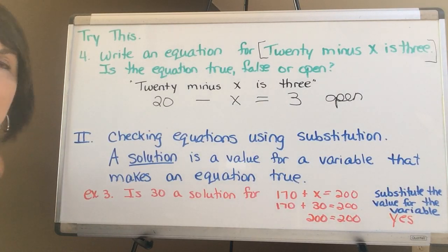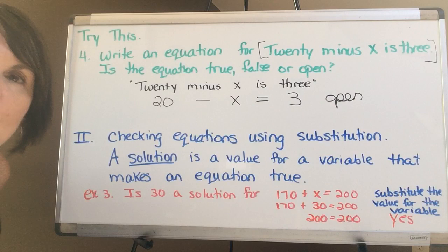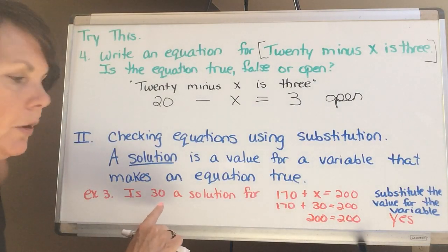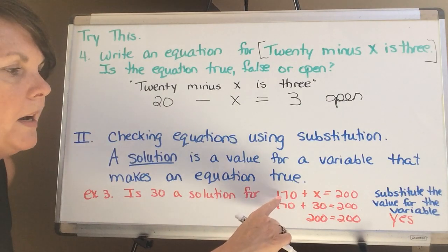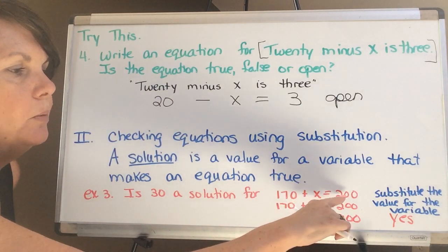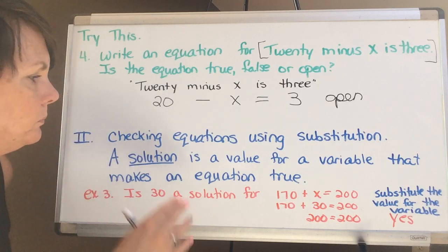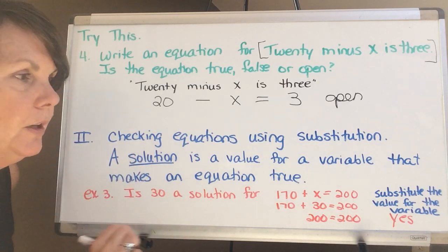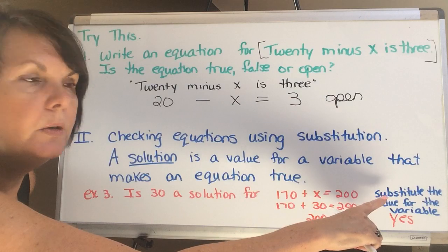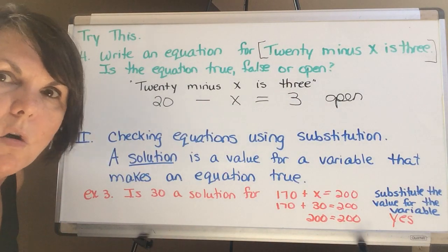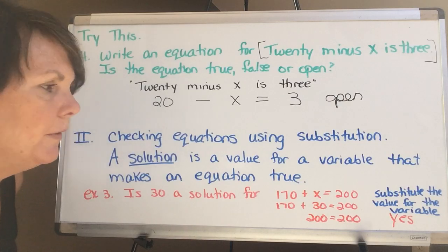Part 2, checking equations using substitution. A solution is a value for a variable that makes the equation true. So look at example 3. Is 30 a solution for 170 plus x equals 200? And you will hear me say this over and over again. When we're looking for a solution, substitute the value for the variable.